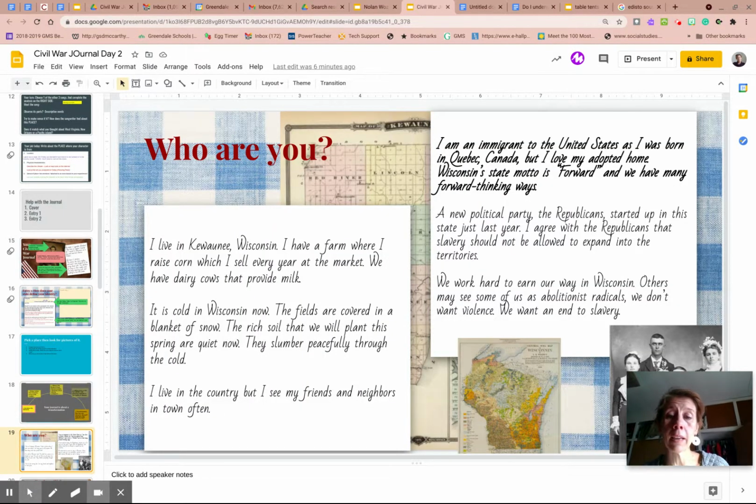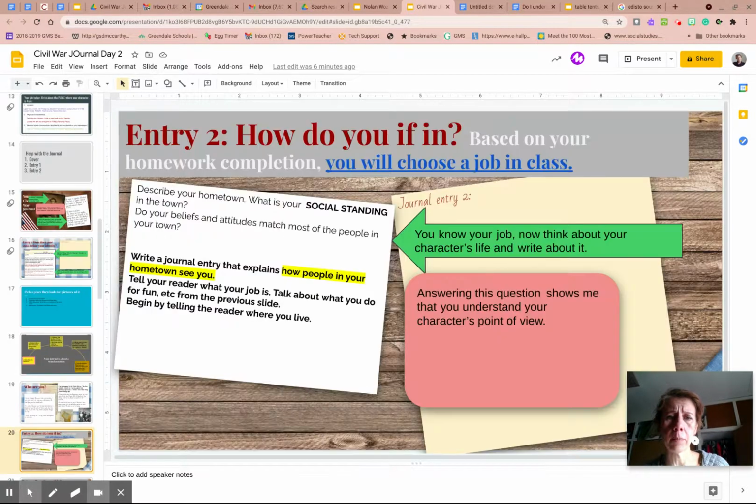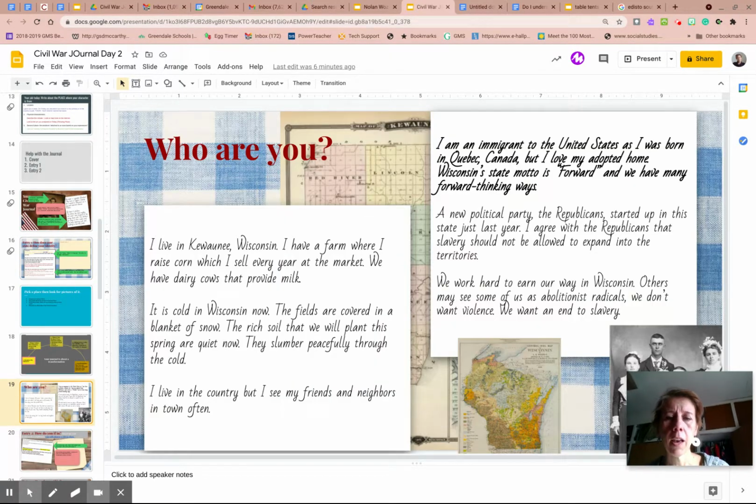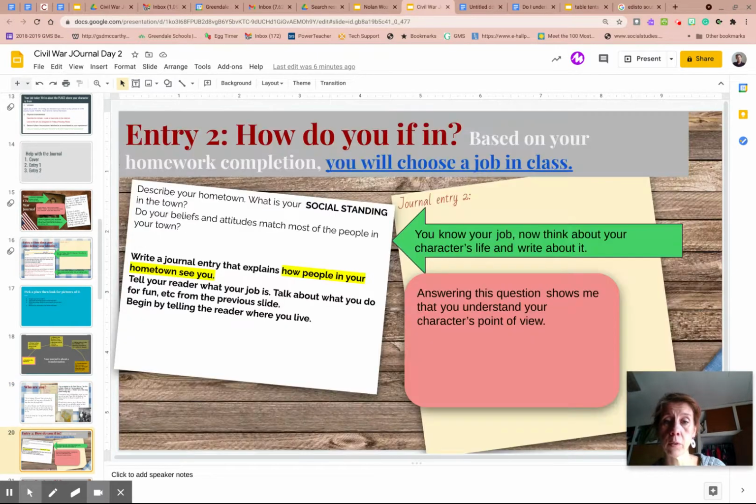So this is my journal entry, but I wanted to show you one that your classmates, or no, let's go with this one. So remember, I just talked about Wisconsin, how cold it was, and then just getting a little bit into it's a free state, right? So I said, I'm an immigrant. I was born in Canada, but Wisconsin's very forward thinking. A new political party, the Republicans, started up in this state just last year. I agree with them. I don't think slavery should be able to expand into the territories, right? And so we're going to bring that story through later in his story.